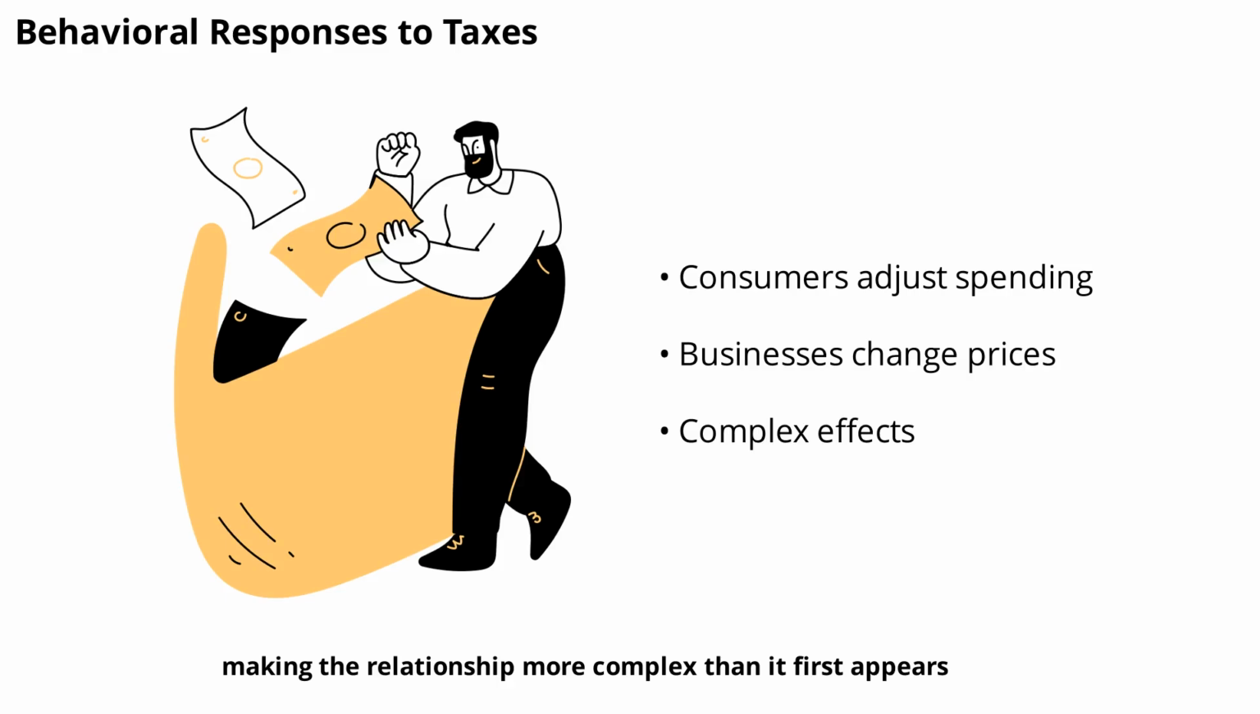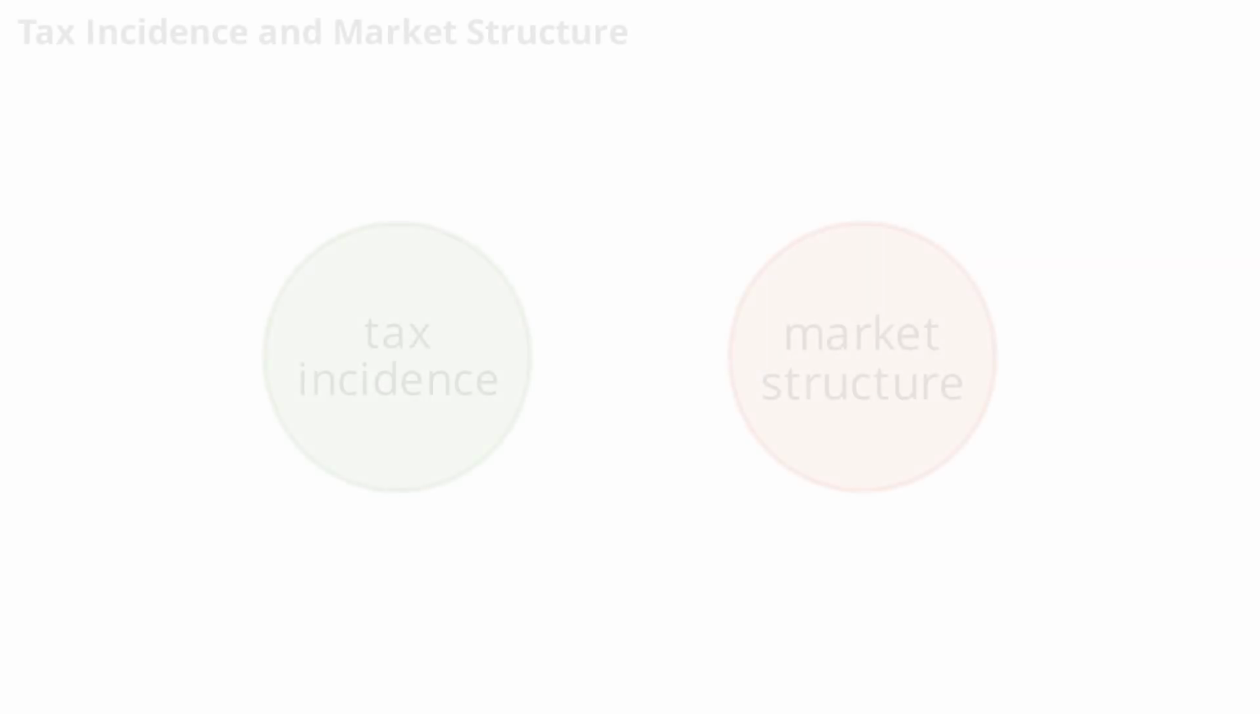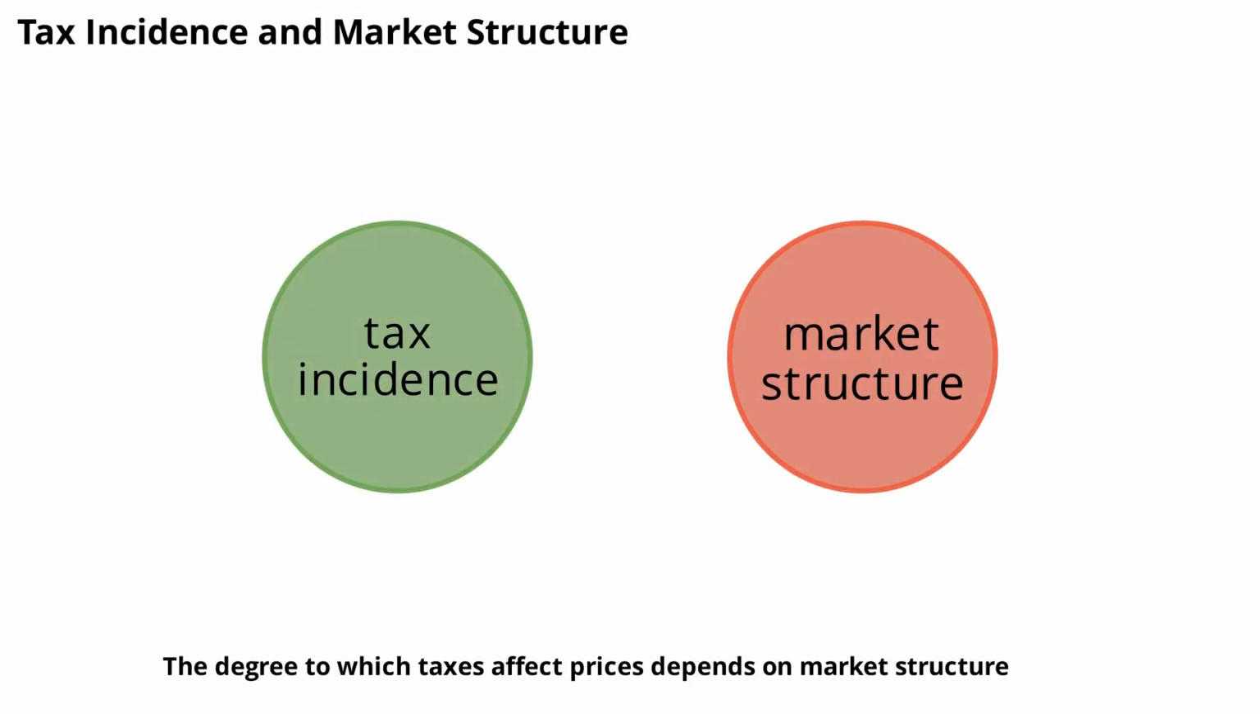it first appears. When taxes make certain goods more expensive, consumers often substitute cheaper alternatives. For example, if a tax raises the price of sugary drinks, people might switch to water or juice. This substitution effect can limit the overall impact of taxes on PCE inflation as consumers shift their spending to less taxed items. The degree to which taxes affect prices depends on market structure.